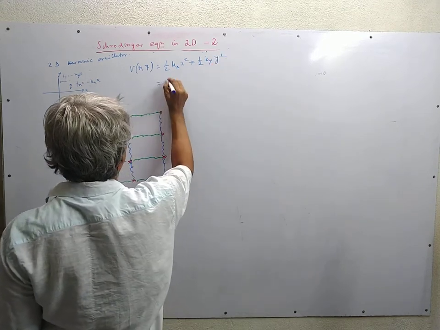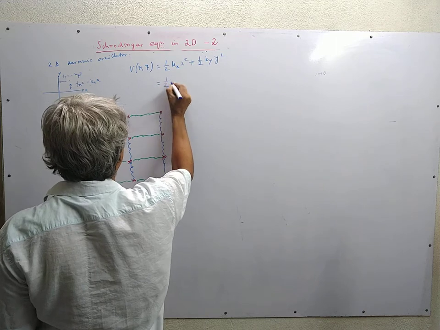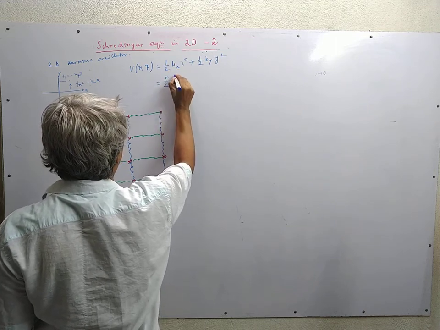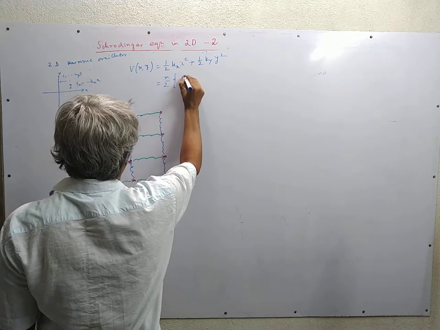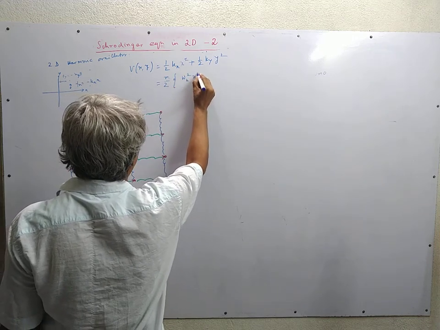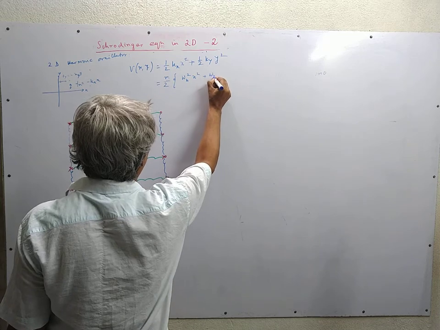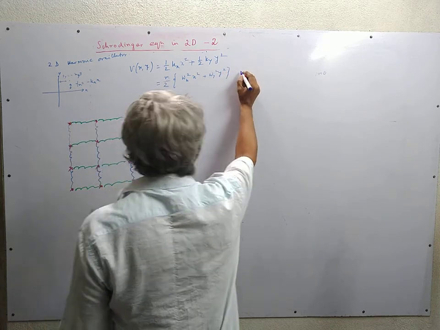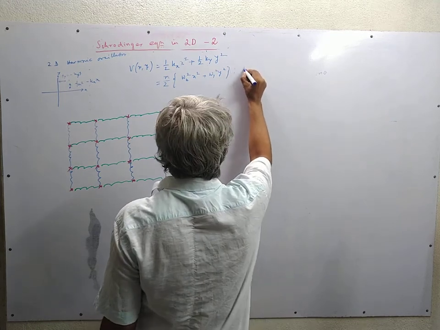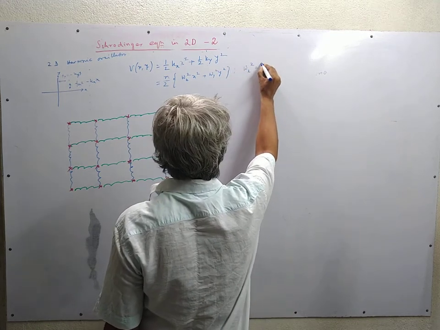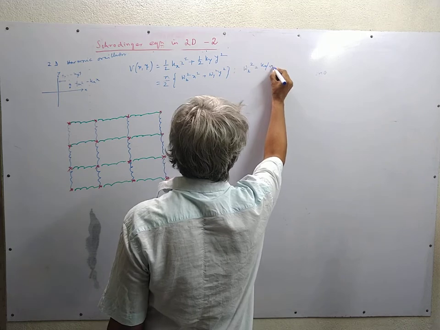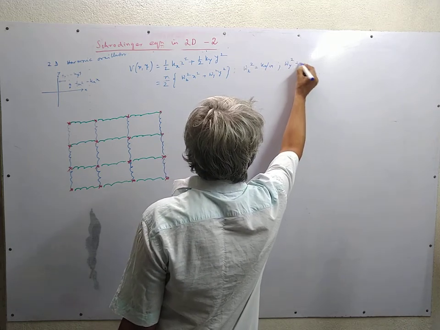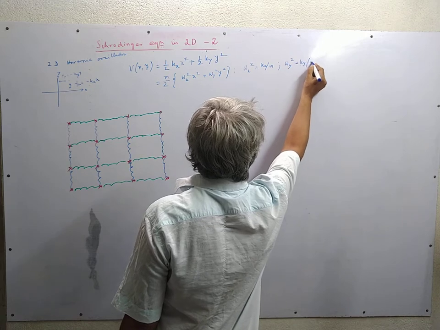In terms of omega, you can write half m omega x square x square plus omega y square y square, where omega x square is equal to kx by m and omega y square is equal to ky by m.